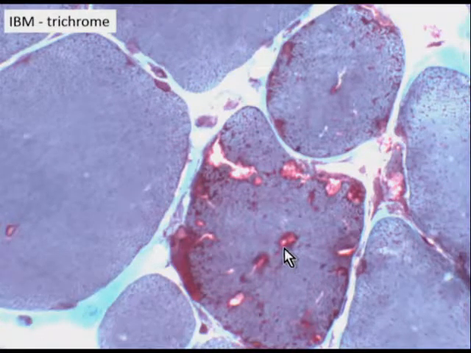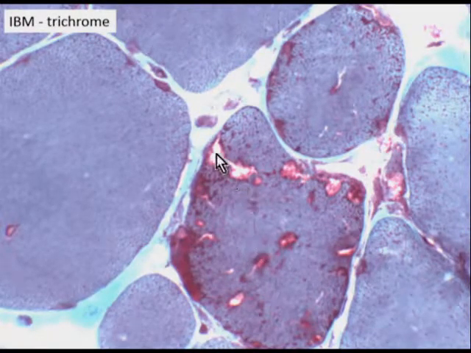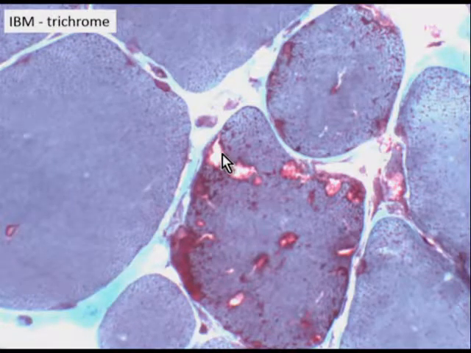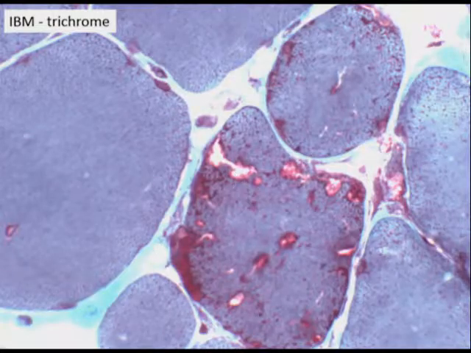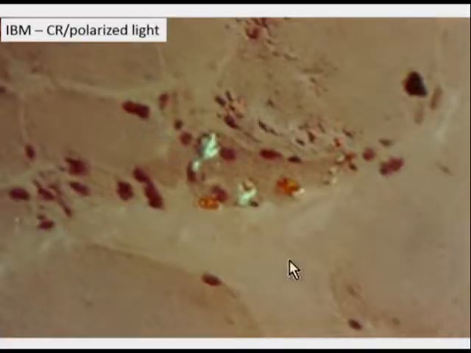These have a different appearance than the ragged red fibers, and instead have these clefts, which are not seen in mitochondrial myopathies. One may occasionally see Congo red positive apple green birefringent material. This is lipofuscin here, and this is amyloid. This, however, is the exception rather than the rule.